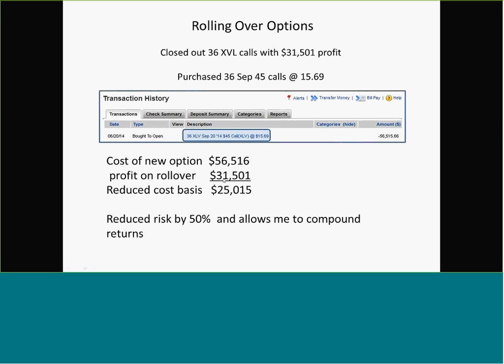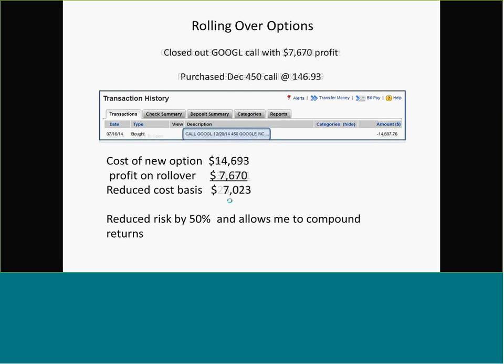And here's the Google example. Closed out the Google June call with a $7,600 profit, purchased the December 450 call, and the cost of the December call was $14,600. My profit was $7,600, so that reduced my cost basis to $7,000, and again, it reduced my risk by more than 50%. So that's an example of some rollover trades.